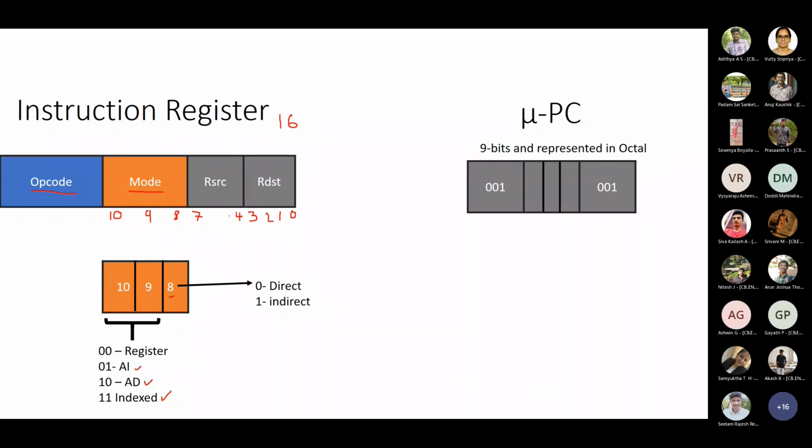This is the LSB 3 bits, bits 0, 1, 2, then 3, 4, 5, then 6, 7 and 8. These are the 9 bits.